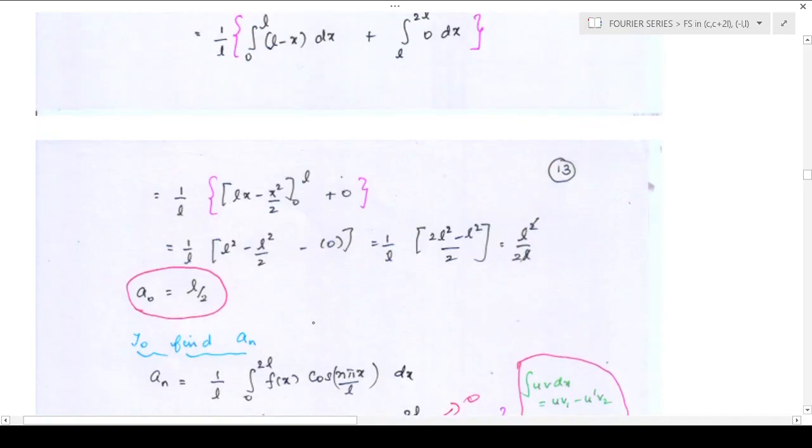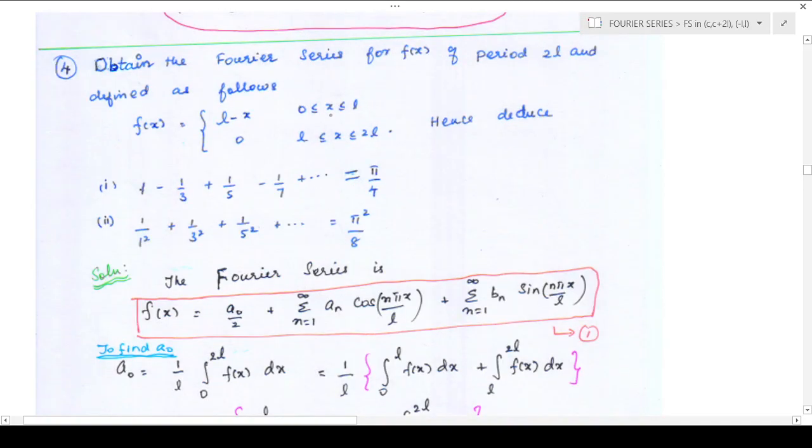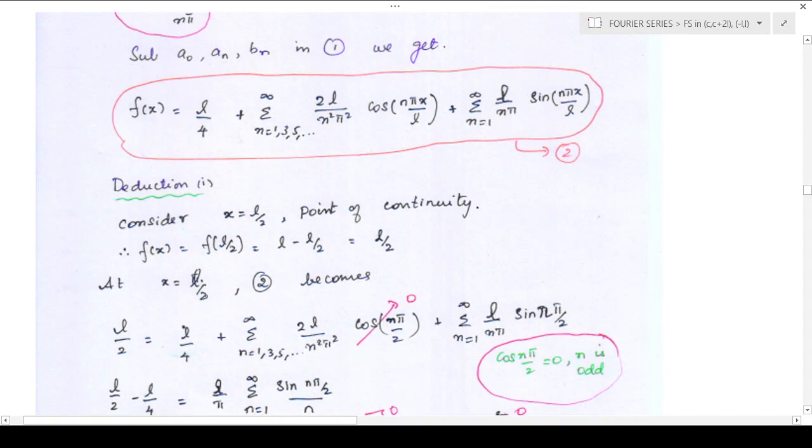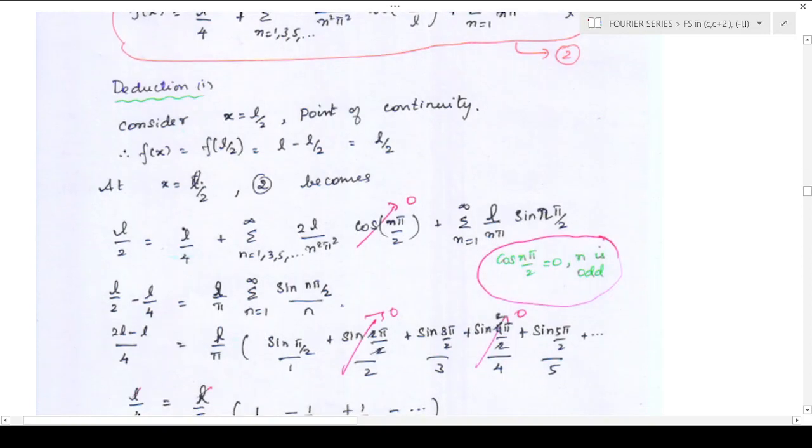L by 2 lies between 0 and L. So L minus L by 2, it is L by 2. So you are getting the left hand side to be L by 2. At x equal to L by 2, the second equation becomes, wherever it is x, you put L by 2. Cos n pi by 2 is 0 when n is odd. So sin n pi by 2 you will be having. So you just express this. L by pi you will be taking outside. Sin n pi by 2 by n it is.